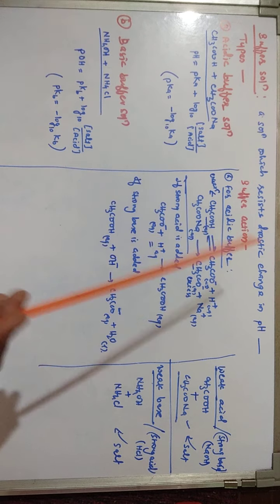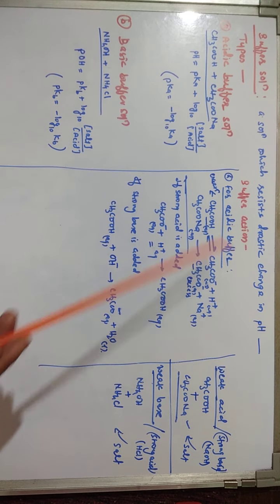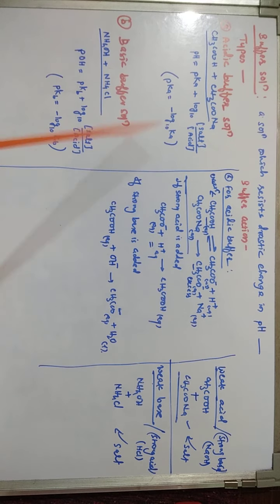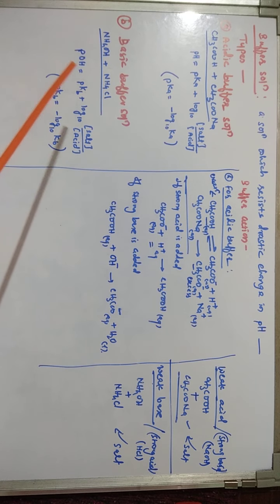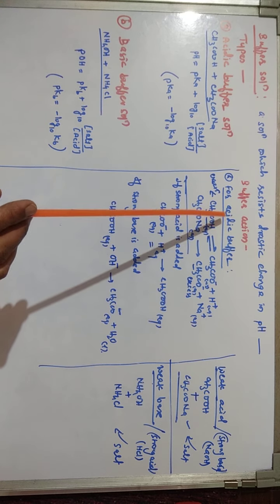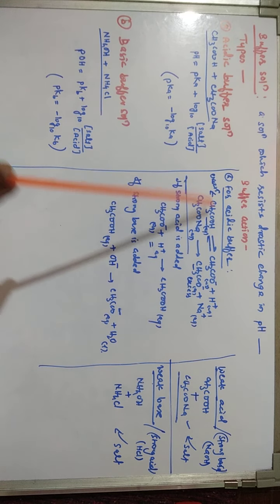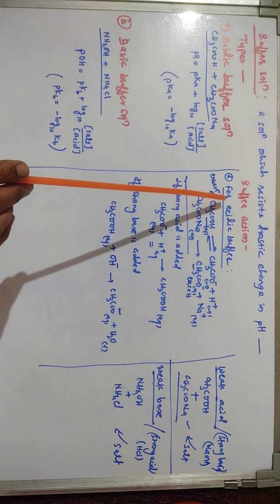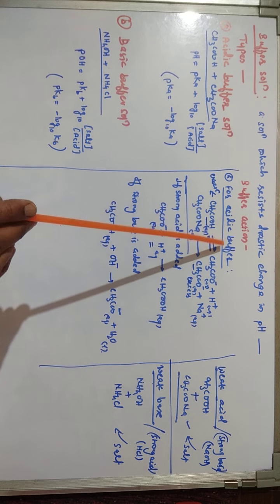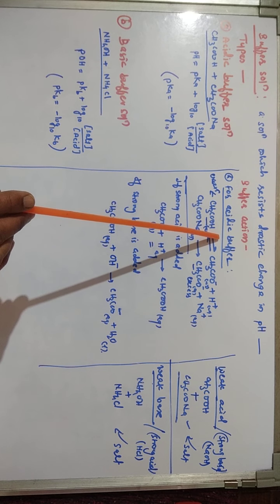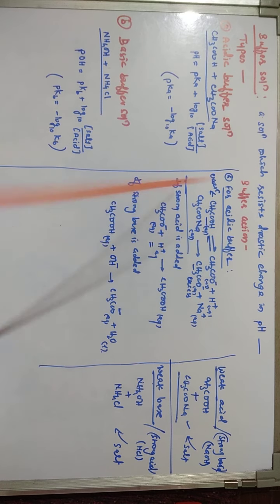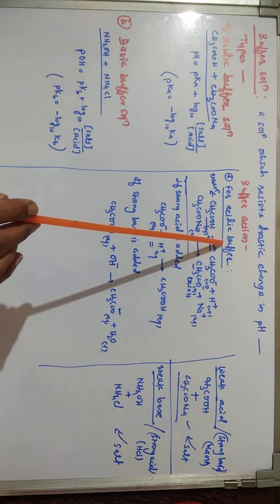Now see how they work against the addition of acid or base to these solutions. Let us see the buffer action. Here the example is taken for the acidic buffer: how an acidic buffer works against the addition of acid or base to maintain the pH constant.